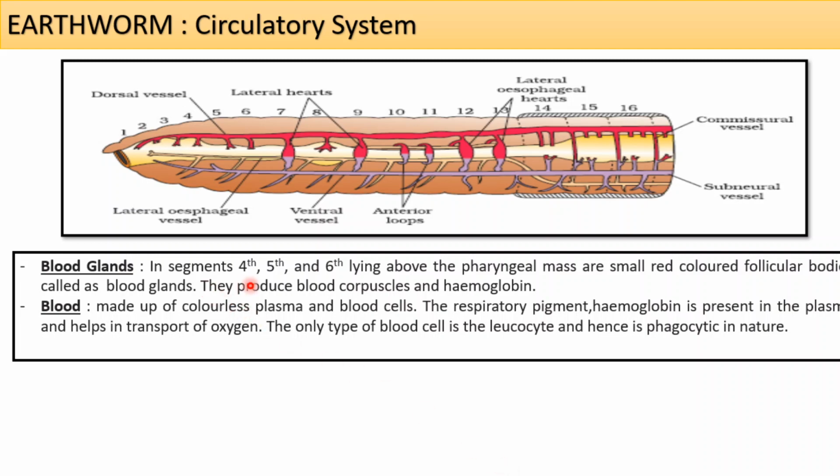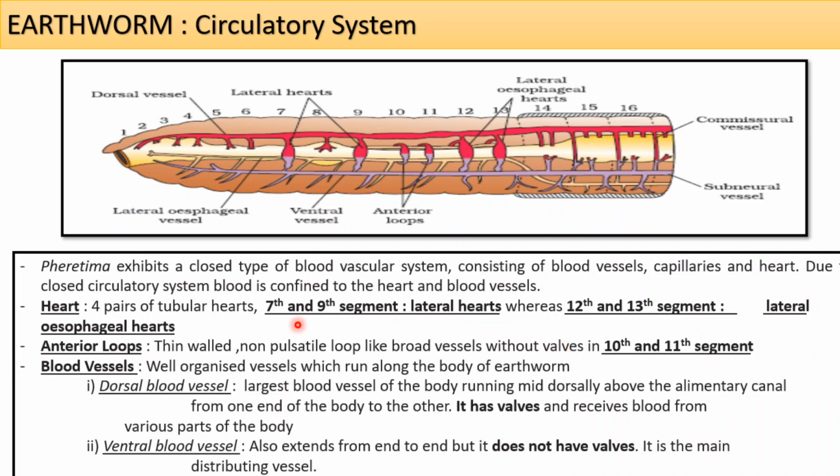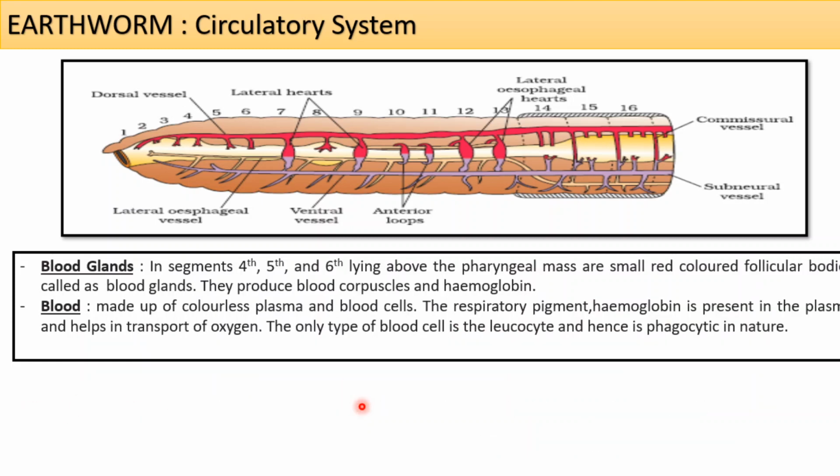Blood glands are present in segment 4, 5, 6. 4, 5, 6 में you have blood glands, right, producing blood corpuscles and hemoglobin. And the blood is colorless plasma and blood cells. Hemoglobin is present in the plasma, helps in transport of oxygen. The only type of blood cell is the leukocyte, which is phagocytic by nature. ठीक है, so this is the circulatory system. Again उसमें what is important is the position of the hearts, right? Obviously 4 pairs are there, please, and the blood vessels का and blood glands का position.